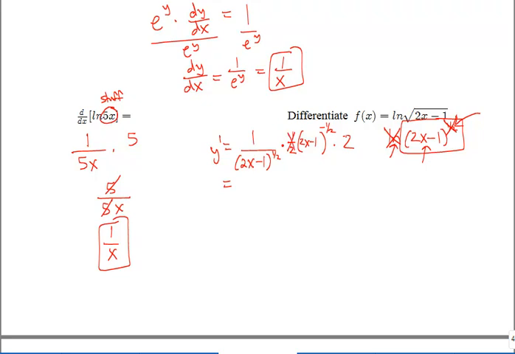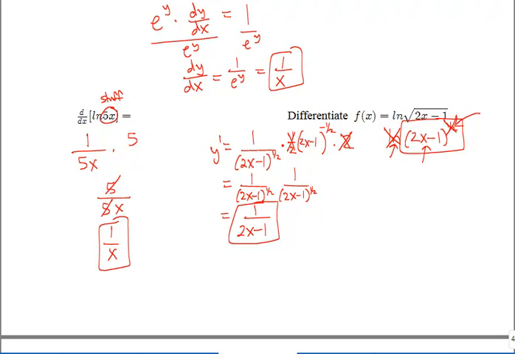The 1/2 and the 2 cancel out. If I take this negative 1/2 power and move it down to the denominator and turn it into a positive 1/2 power, these two things in parentheses match. So these have the same base, so I get to add these powers. And a 1/2 plus a 1/2 is just a 1. So this becomes 2x minus 1 raised to the first power, or just 1 over 2x minus 1. So there's my derivative. Okay? So that's one way to do this problem.